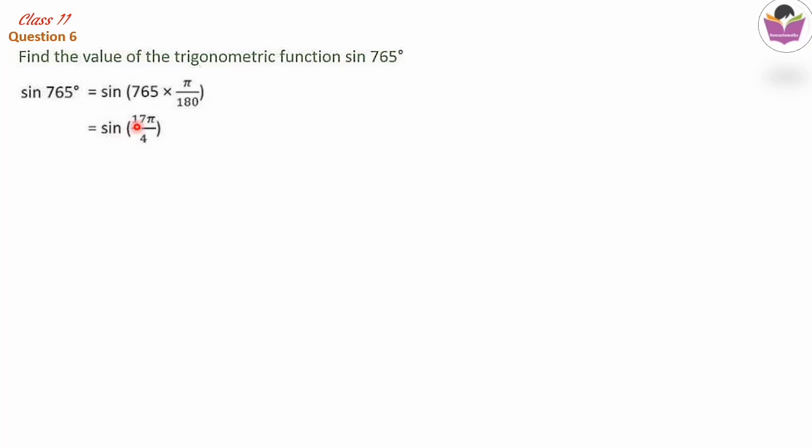So sine 17 pi by 4. Here 17 and 4 are in a fraction, so let's divide 17 by 4. 4 4s are 16, and the balance is 1. So 17 by 4 we can write as 4 1 by 4, a mixed fraction. So 4 1 by 4 pi. Again we can split this as sine of 4 pi plus 1 by 4 pi. The integral part we take separately, that is 4 pi, plus the fractional part, that is 1 by 4 pi. And here we know that 4 pi is a multiple of 2 pi.